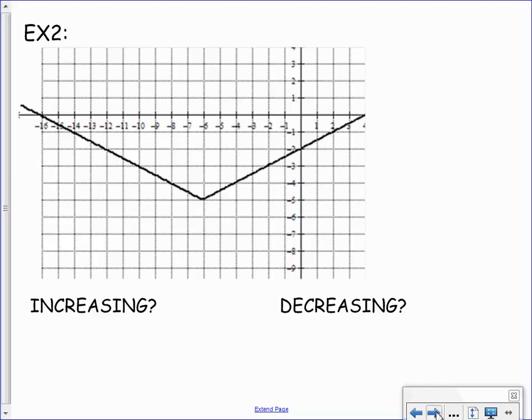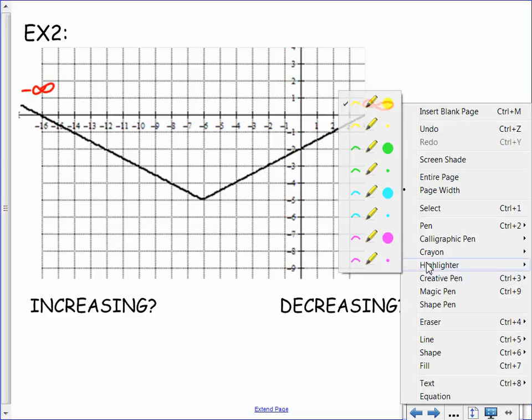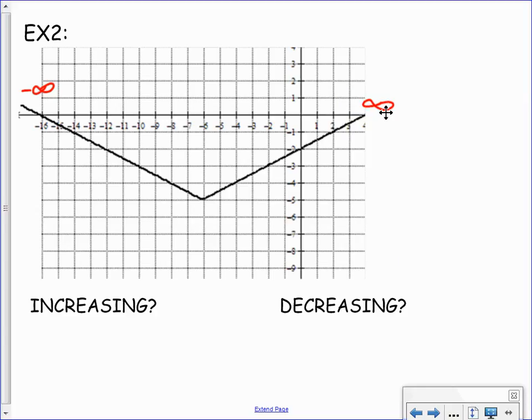What family? Absolute value. So here we go. In this graph, we're going to diagram this thing. So here's negative infinity and positive infinity. We're going to find the intervals where the graph increases and decreases.